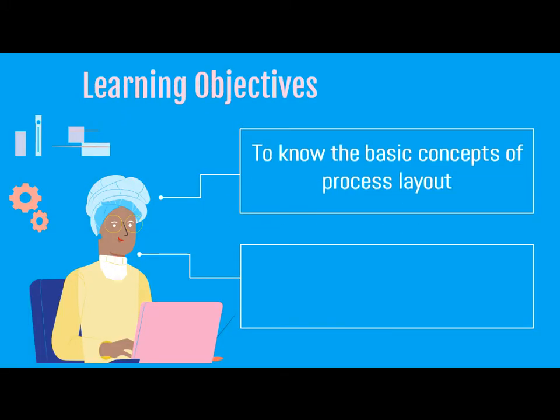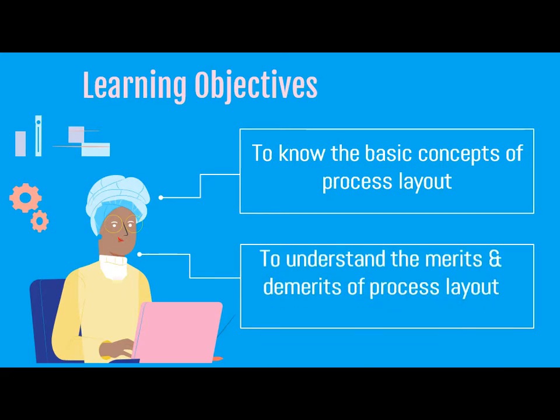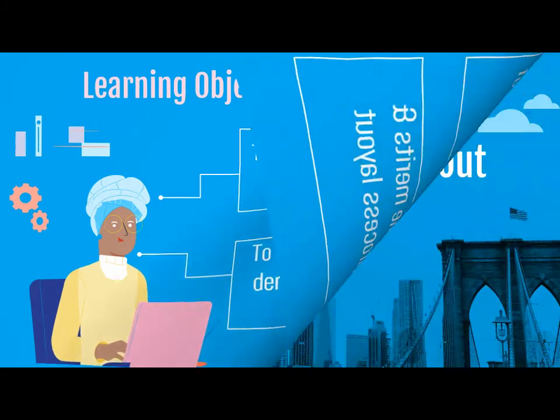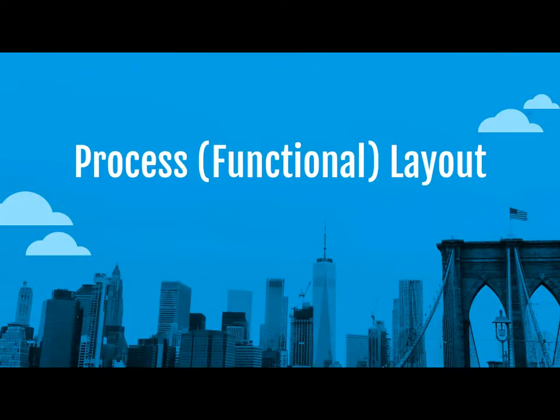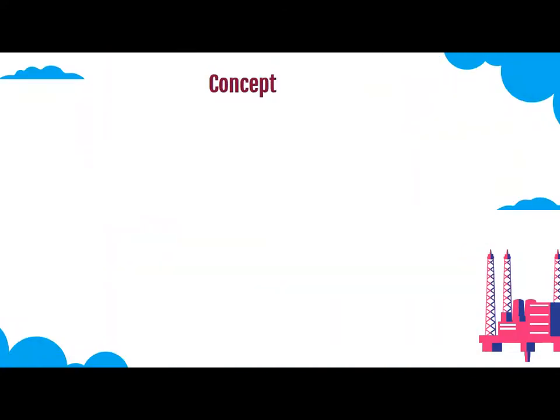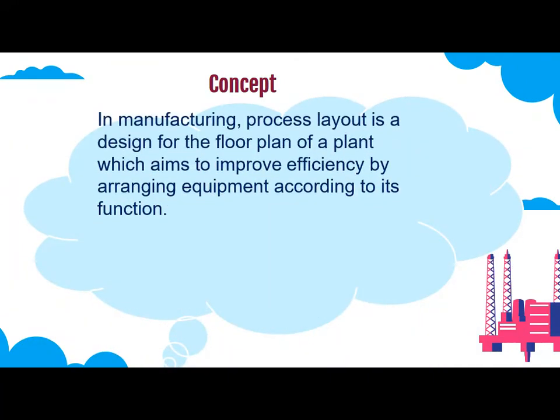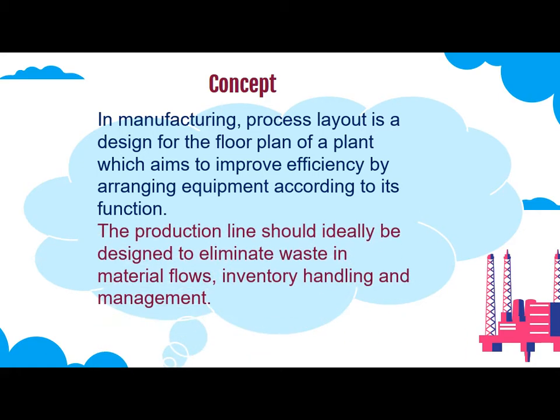Learning objectives for today's sessions are to know the basic concepts of process layout and to understand the merits and demerits of process layout. We will start with process, that is functional layout. Concept. In manufacturing, process layout is designed for the floor plan of a plant, which aims to improve efficiency by arranging equipment according to its function. The production line should ideally be designed to eliminate waste in material flow, inventory handling, and management.